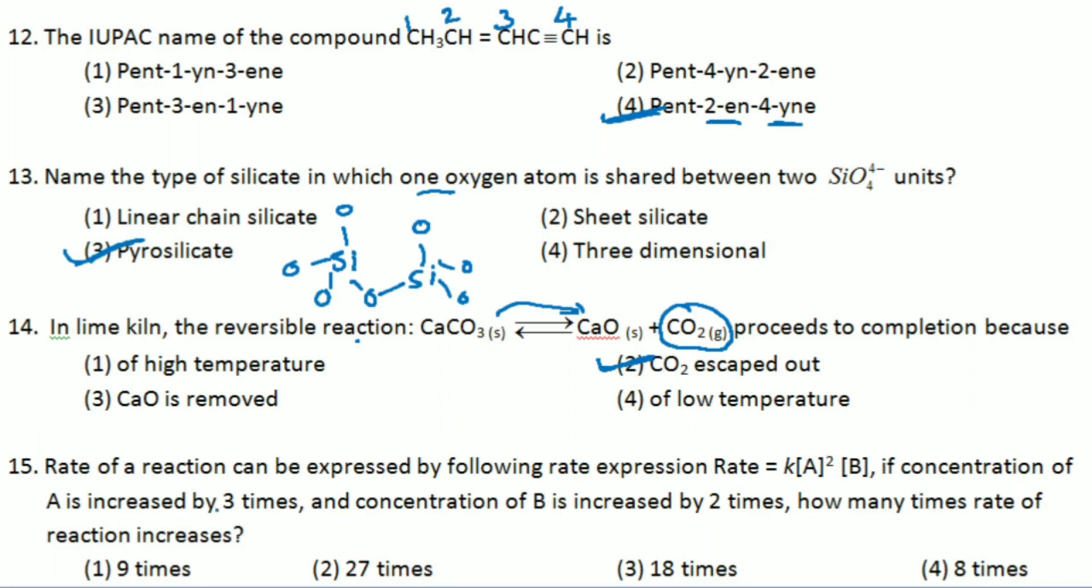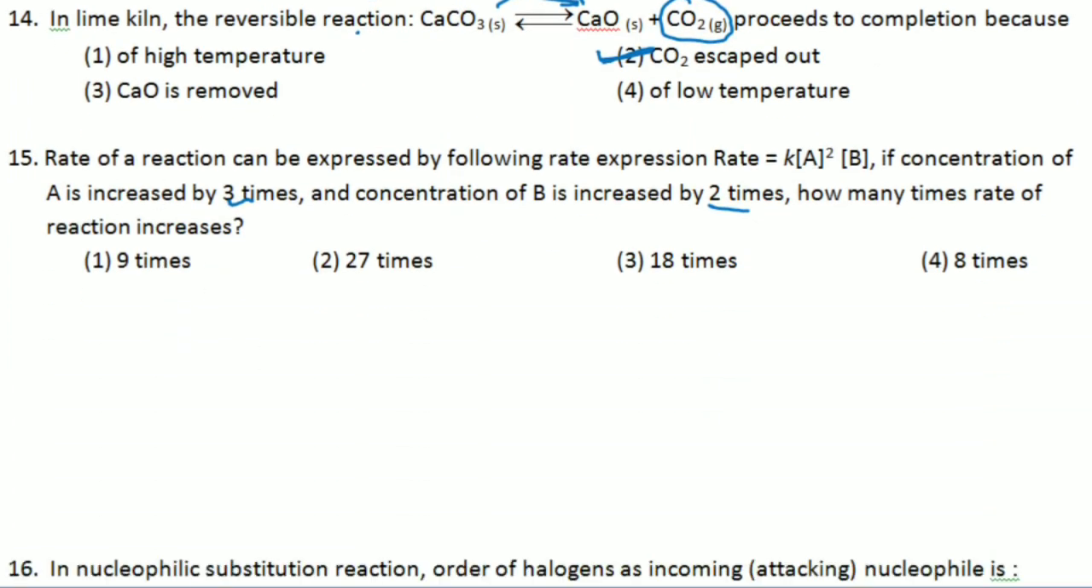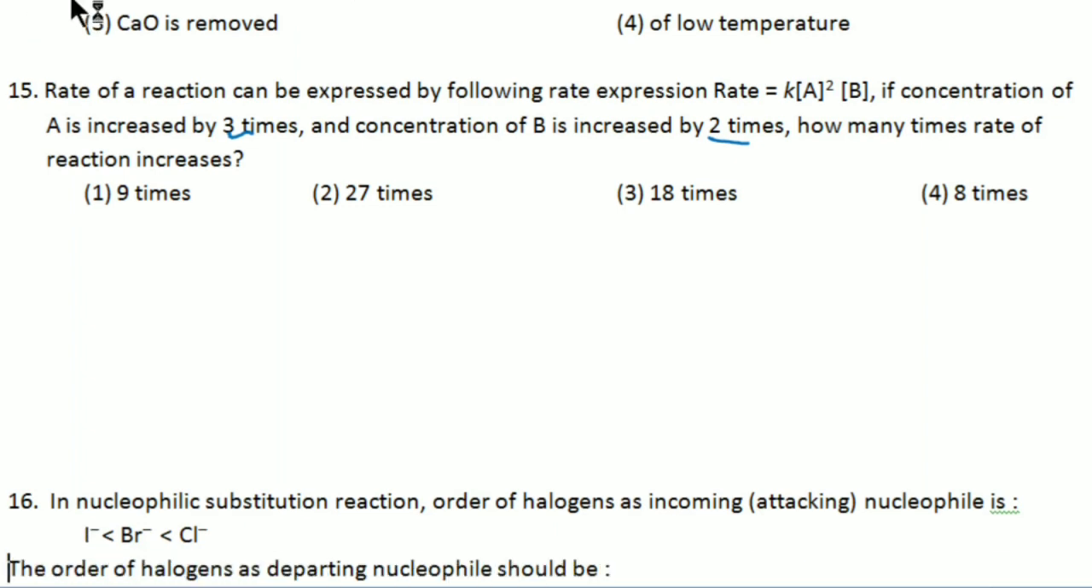15th, the rate of reaction can be expressed by the following expression: K A to the power 2 B. If the concentration of A is increased by 3 times and the concentration of B is increased by 2 times, how many times does the reaction rate increase? In this particular case, very simple question. The rate expression they have given, because of that reason, remember, we will write that rate expression first. Rate is equal to K into A to the power 2 B to the power 1.